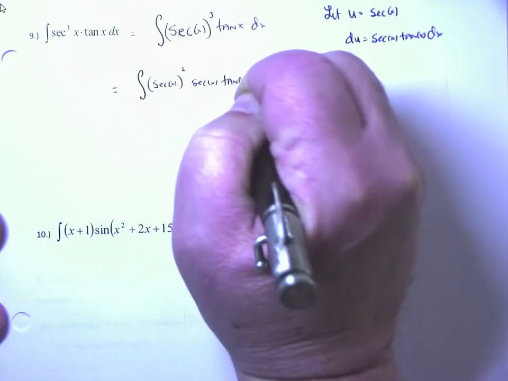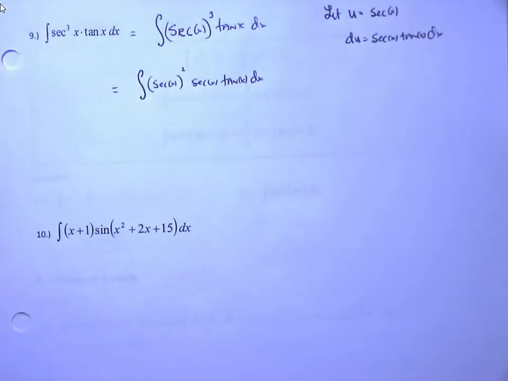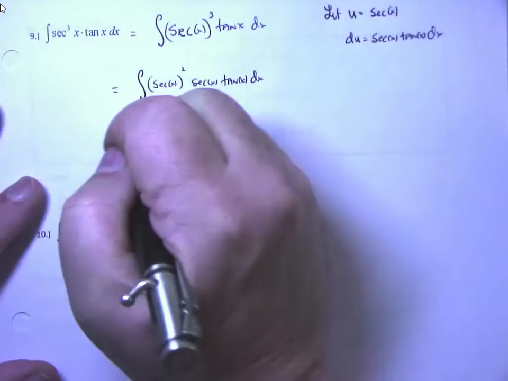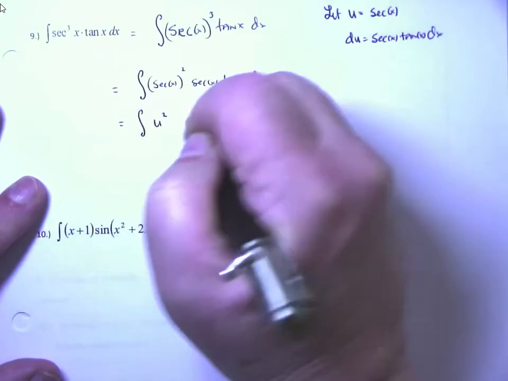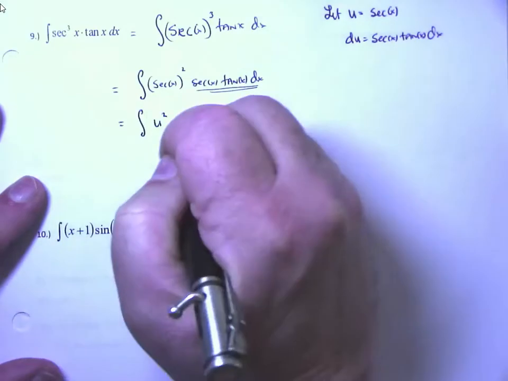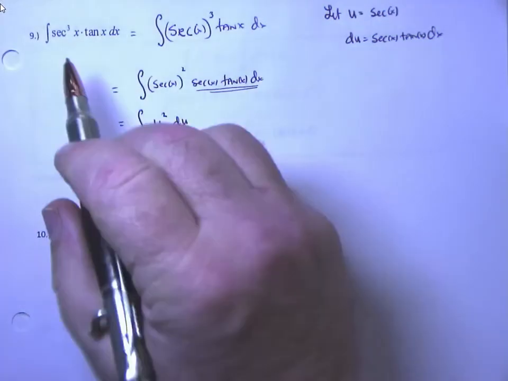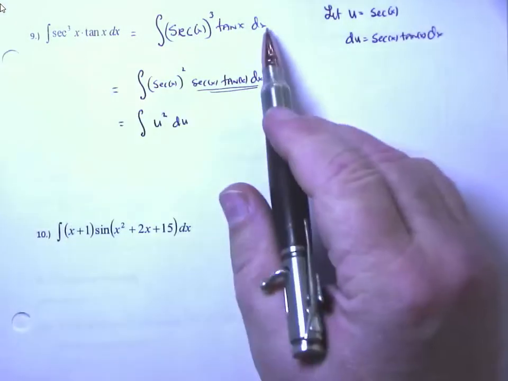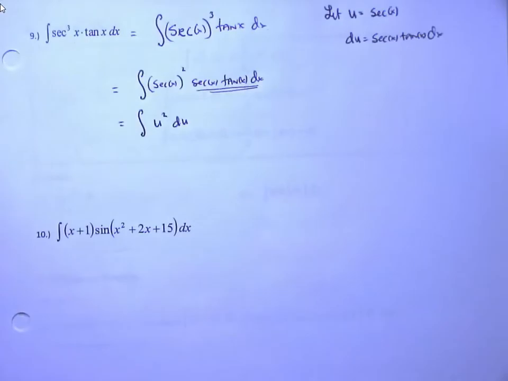So I'm kind of rewriting this thing so I can see the u and the du's got to be in the problem. So I'm going to kind of fit my du for it. Does that make sense? So now when I substitute, this becomes the integral of u squared, and the secant of x times tangent of x dx is du. And that's what turned it into. So even though I got secant cubed here, when you do the appropriate substitution and cleaning them up with the derivative, it actually becomes a u squared du.